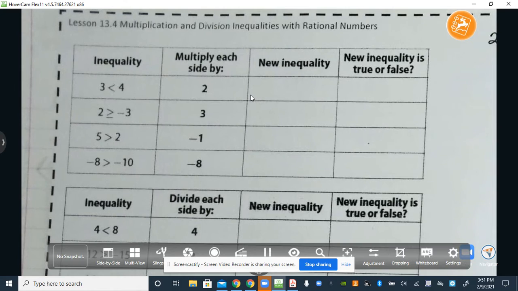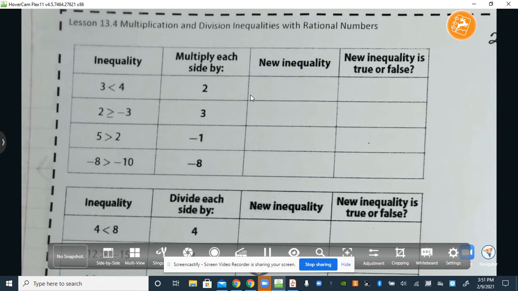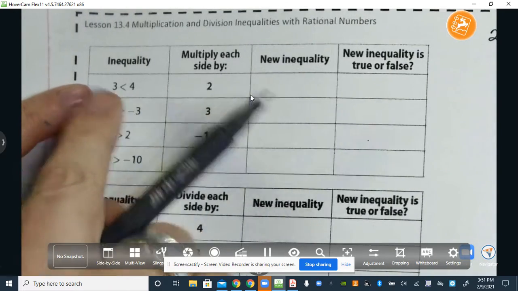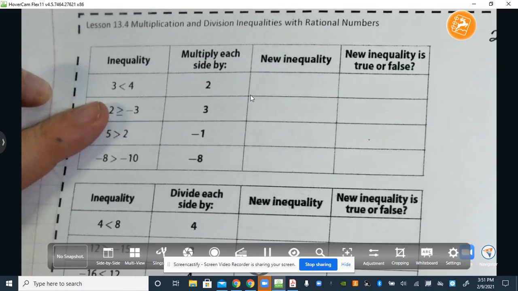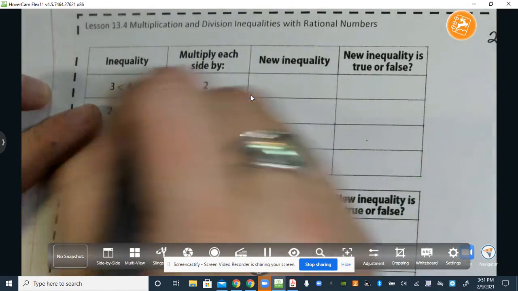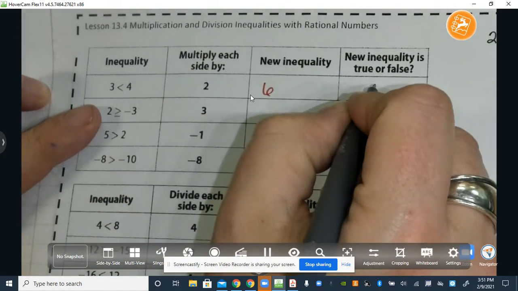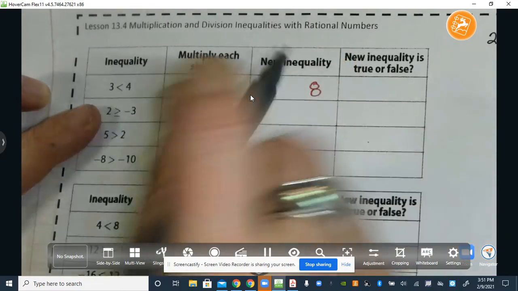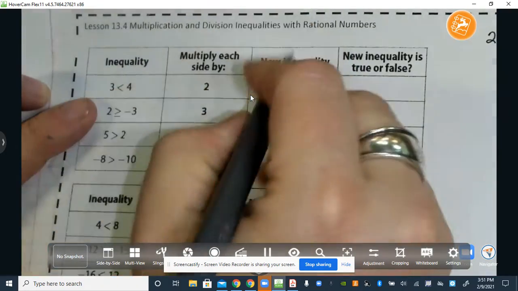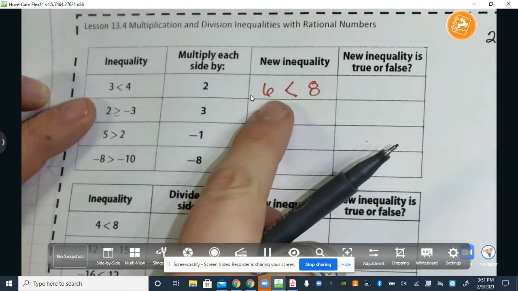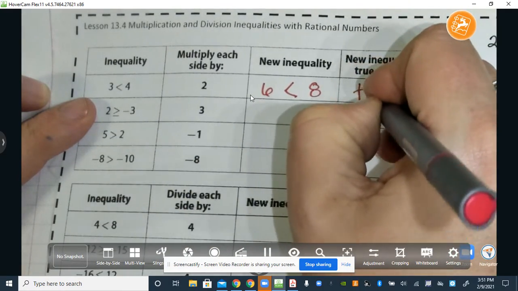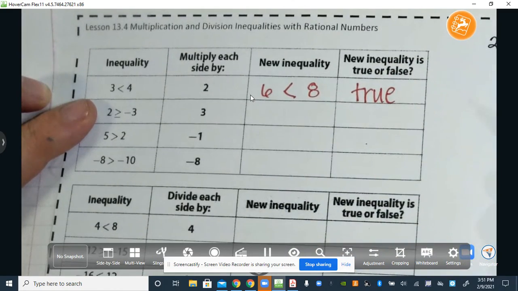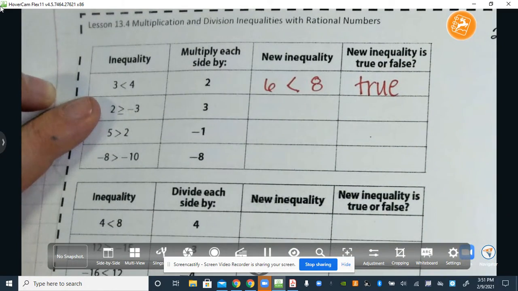All right, so let's look at these inequalities here. So we have 3 is less than 4. Well, that's a true statement. 3 is always going to be smaller than 4. So now let's multiply each side by 2. So then 2 times 3 gives me 6. 2 times 4 gives me 8. My inequality symbol will stay the same. Okay, the new inequality, is it true or false? Well, this would be true because 6 is less than 8.